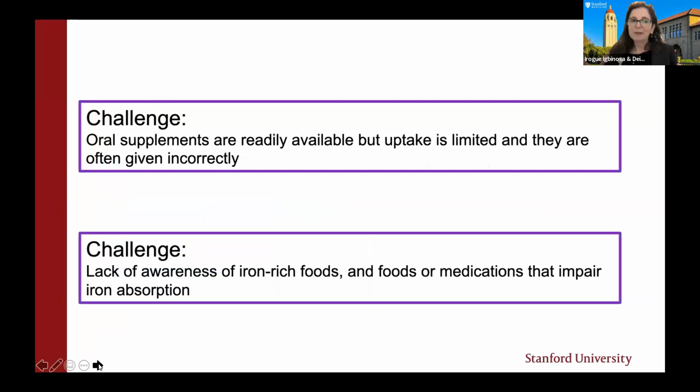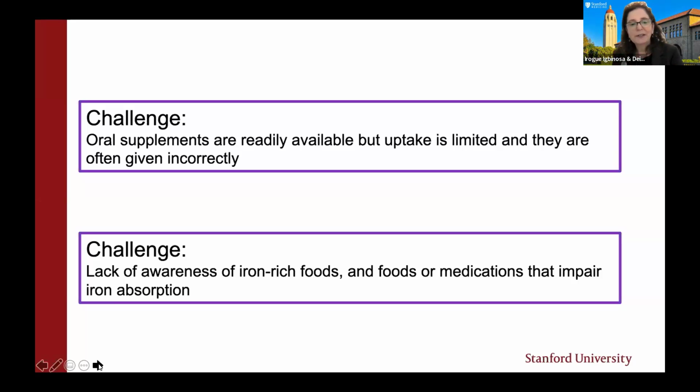So we have a couple of big challenges here that I think you're all aware of. One is oral supplements. Oral iron is readily available, but the uptake is limited. How many people get it is limited, and it's often given incorrectly. There are a lot of side effects too.